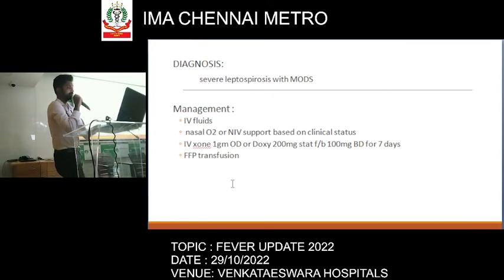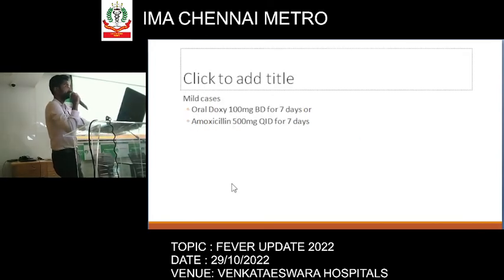So if the patient is a mild case, oral treatment is more than sufficient: oral doxy 100 mg BD for 7 days and amoxicillin 500 mg QID for 7 days. So the duration of the treatment should be given properly, not just for 5 days. The treatment is going to be for 7 days in leptospirosis cases.